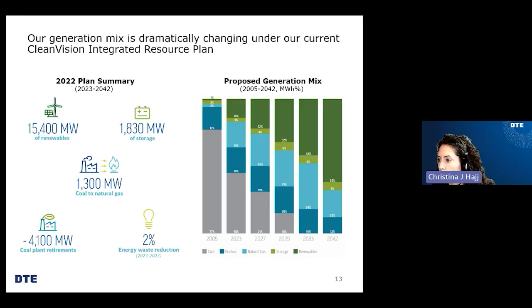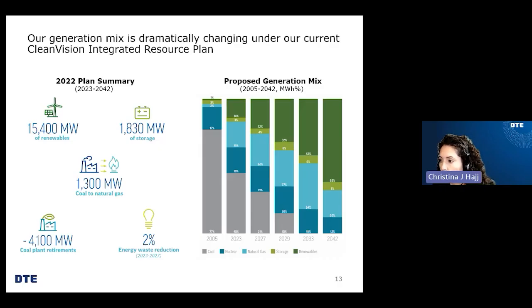In 2022, when we filed an updated plan called the Clean Vision Integrated Resource Plan, we worked with nearly 24 organizations on our Clean Vision IRP, and it was approved by our regulators in 2023. This is the plan we are currently implementing, and you can see some of the highlights here on the slide. You will notice that this plan is dramatically changing how DTE generates energy over the next 20 years.